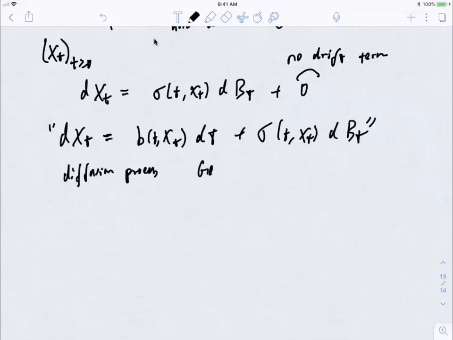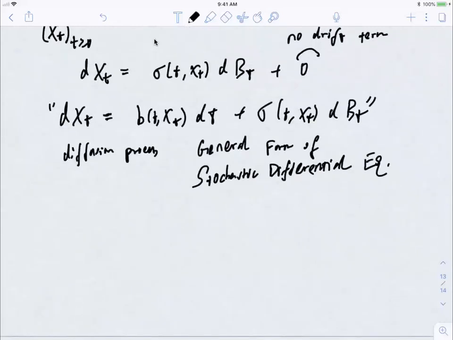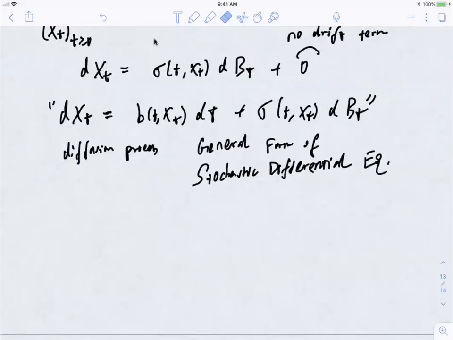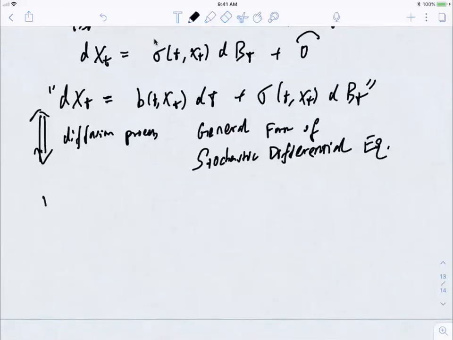It's a general form of a stochastic differential equation. So usually, I mean, you probably don't know the meaning. What does this mean if we say this is an SDE? If you learn a little bit about ordinary differential equations, we know what that means.